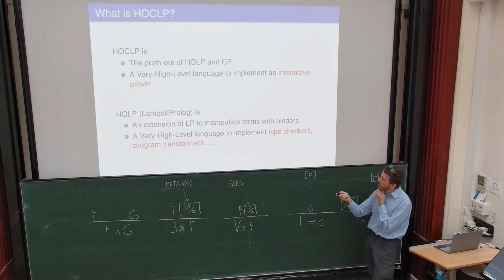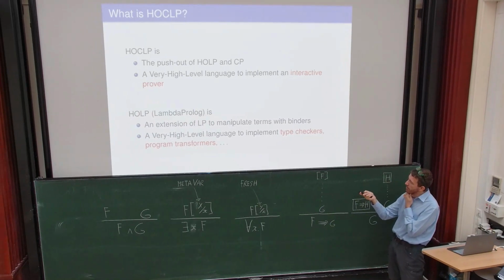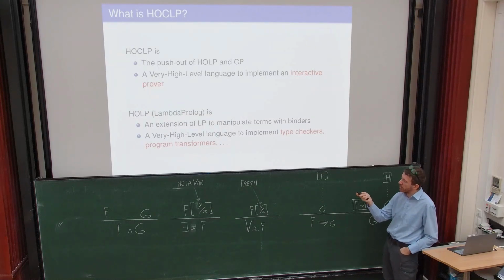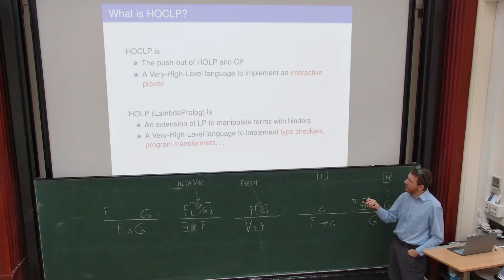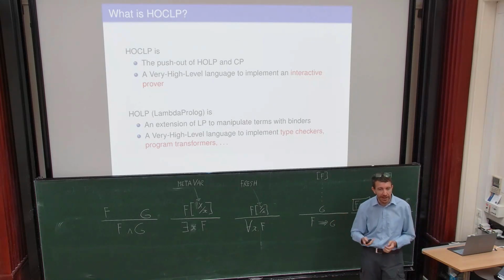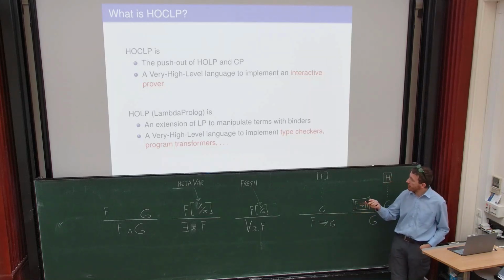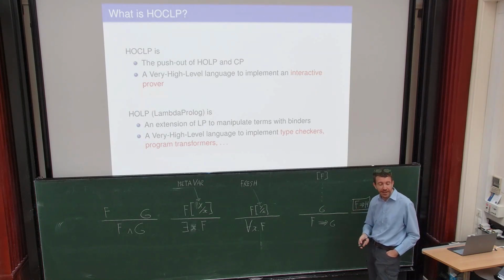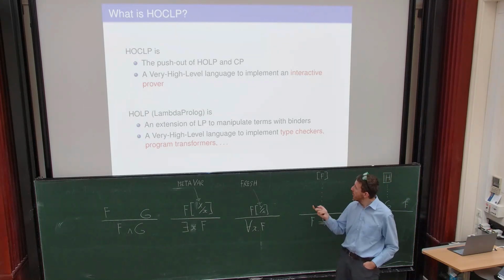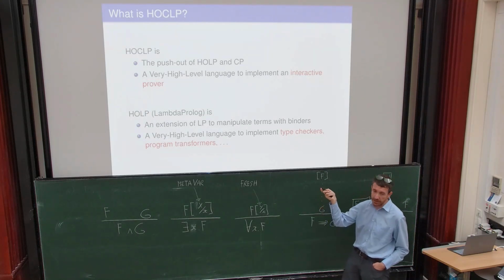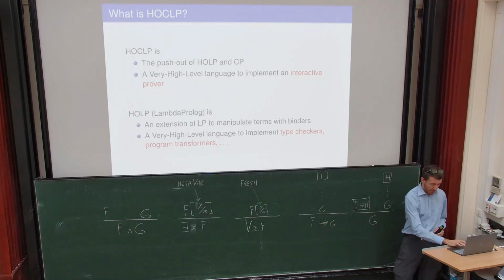And what is higher order logic programming? Well, again, there is mostly one or two languages in this class. Lambda Prolog is what we started from. It is an extension of logic programming to manipulate terms with binders. So it's a kind of Prolog, let's say, where you can manipulate syntax, because you can manipulate terms with binders. And it is a very high level language that is very, very nice to implement type checkers, program transformations, things like this, but not interactive provers. So that's why we extended Lambda Prolog to get to ELPI.